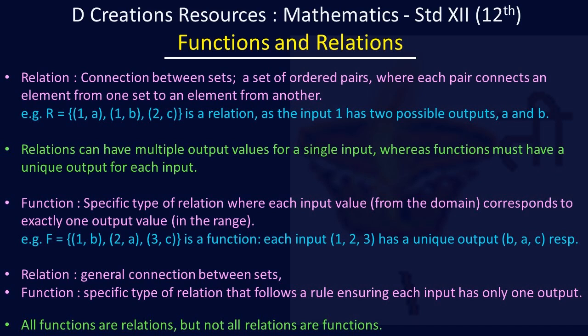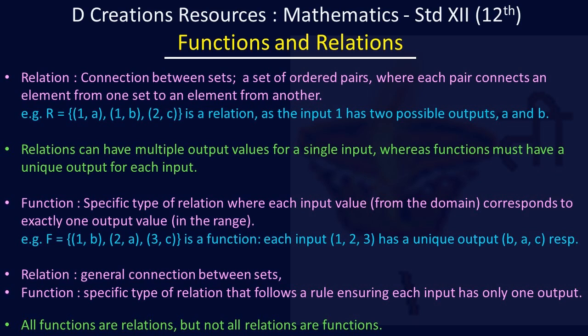So here, although the input 1 has two possible outputs A and B, still it is a relation. But is this a function? No, it is not a function, because a function is a specific type of relation where each input value, obviously from the domain, is going to correspond to exactly one output value in the range. So to give an example of a function, if you consider the set (1,b), (2,a), (3,c), this is a function because each of the inputs 1, 2, 3 have a unique output b, a, c respectively.